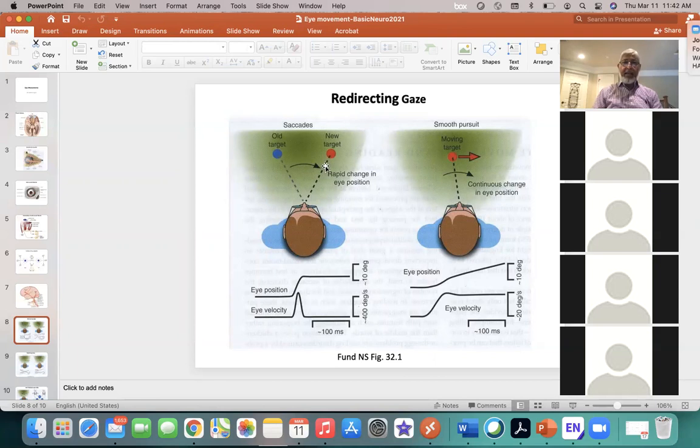Okay, so again, there are two types of movement in the way our eye will move. One is saccadic movement, the other one is smooth pursuit movement, right?